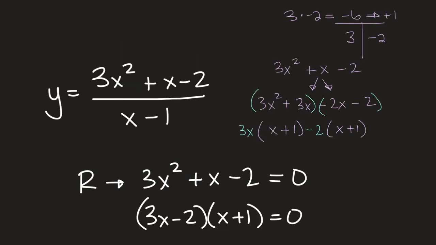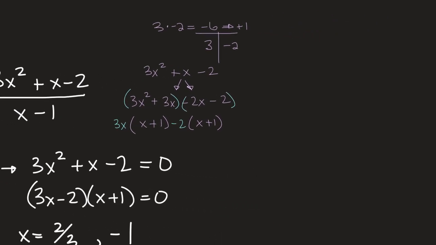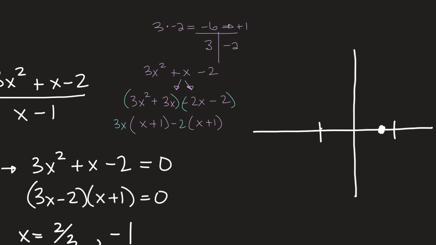This factors to 3x minus 2 and x plus 1. So my solutions are positive 2/3 and negative 1. Right? So we add the 2 to both sides and divide by 3. That's how we get 2/3. And then we just subtract the 1 from both sides. That's how we get negative 1. Okay, so let's come over here and make our graph. This crosses at 2/3, which is slightly less than 1, and crosses at negative 1, which is exactly at negative 1.